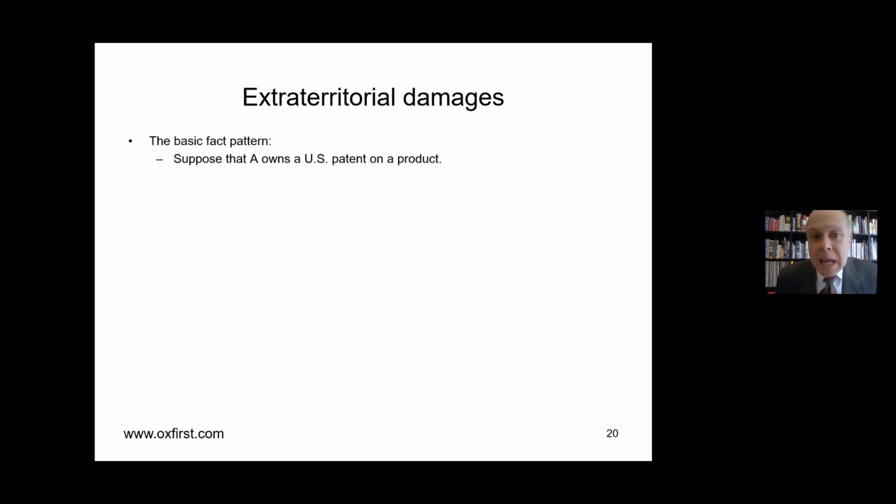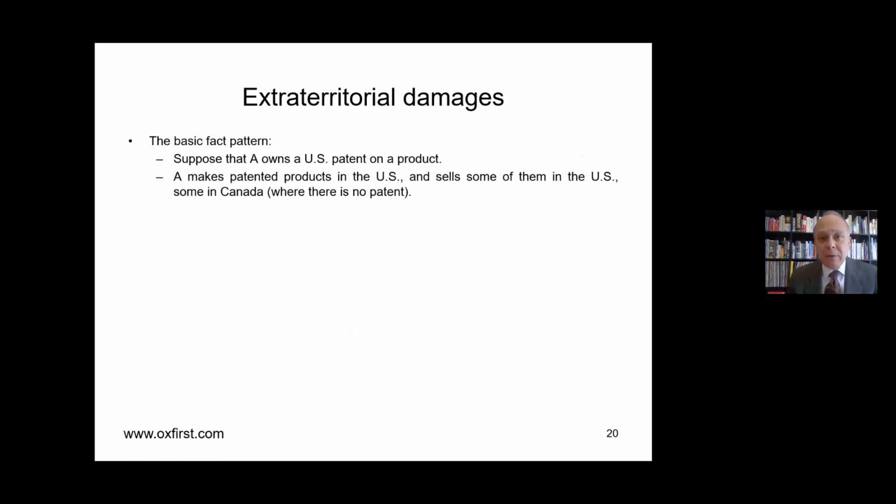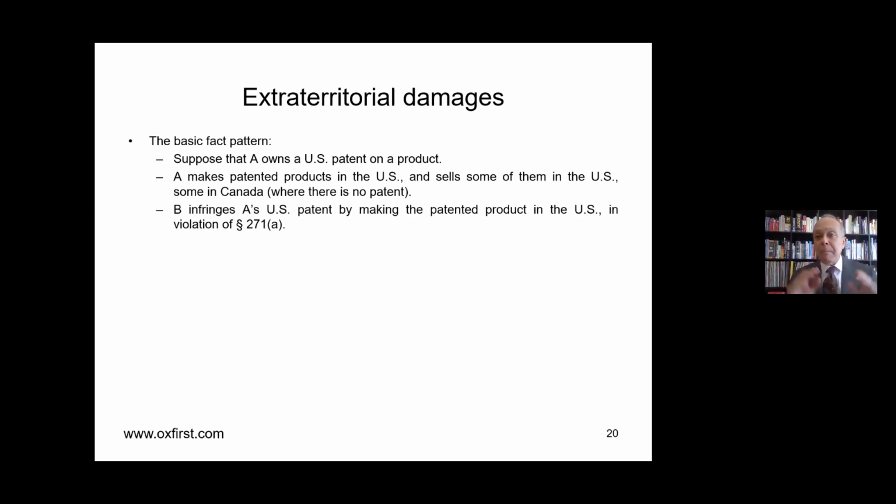Suppose that A owns a US patent on a product, and A makes patented products in the United States, sells some of them in the United States, sells some of them in other countries, such as Canada, where let's assume there is no corresponding patent. B infringes A's US patent by making the patented product in the United States in violation of Section 271(a). B then takes some of the patented products it made in the United States, takes them to Canada, sells them in Canada.